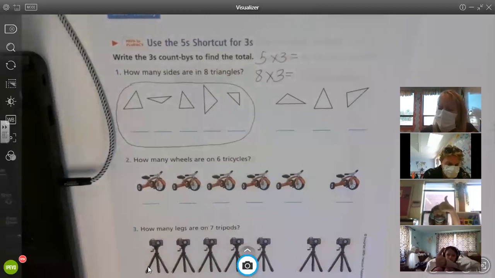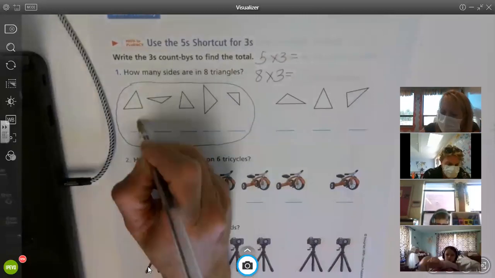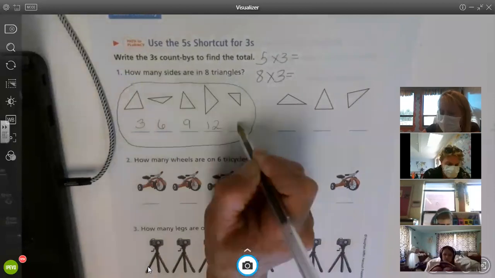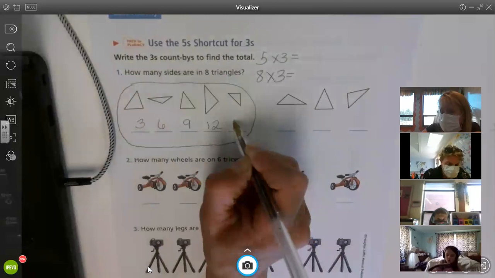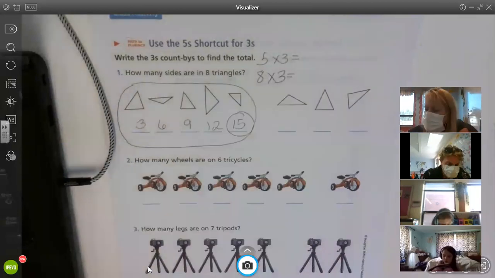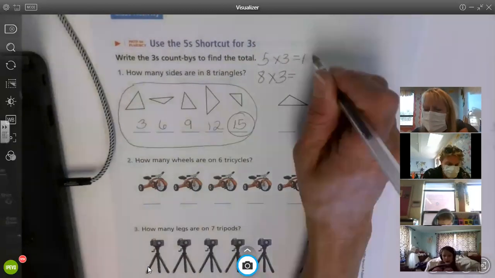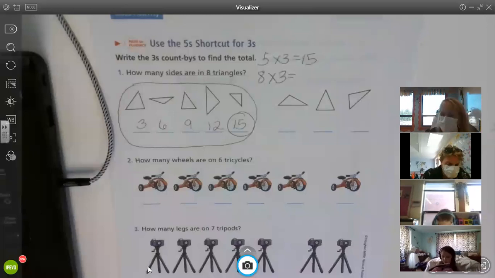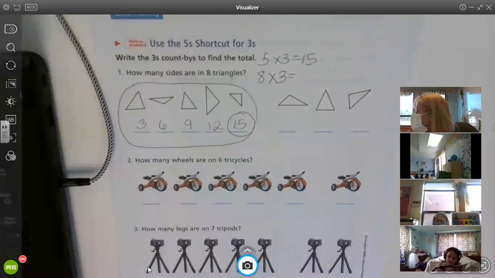We already know, right? 3, 6, 9, 12. What is 5 groups of 3? What does that equal? We know 5 times 3 is 15. Why do we already know that? Why do we know that, Josh? But why do you know 3 times 5, 5 times 3? What have we already done? We've already done 5s. So we know that one. So we can use what we have for our problem.